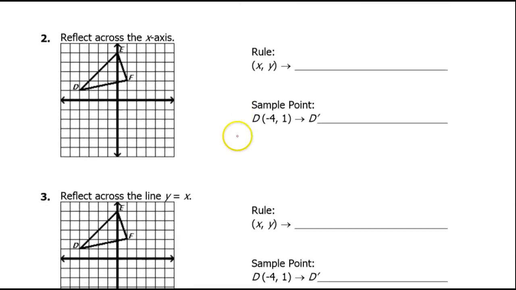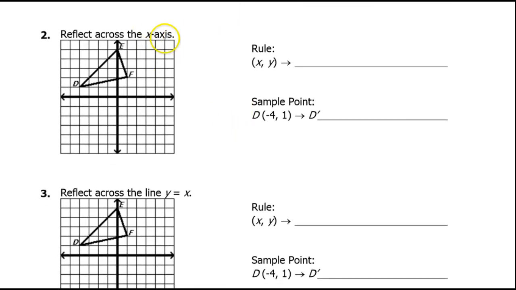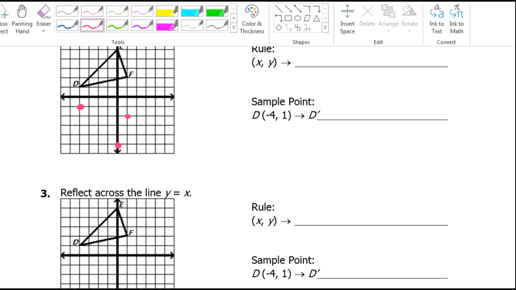All right, for problem number 2, we need to reflect across the x-axis. It is generally easy to do visually. So we see the x-axis is here horizontally. D is 1 above, so D prime will be 1 below. Point F is 2 units up, so F prime will be 2 units down. Point E is 5 units up, so I'm going to go 5 units down. That is probably the quickest way to graph this problem.